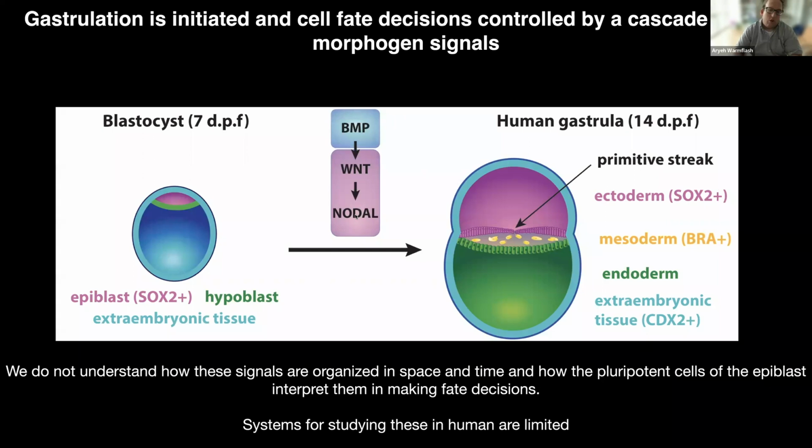But we really don't understand very well, especially in mammals and especially in human, how these signals get organized in space and time in order to trigger this process, and how the cells of the embryo interpret these signals in order to make decisions between the different fates they're going to become and the different movements that they can make. And there are very limited options, especially in human, for studying these questions.